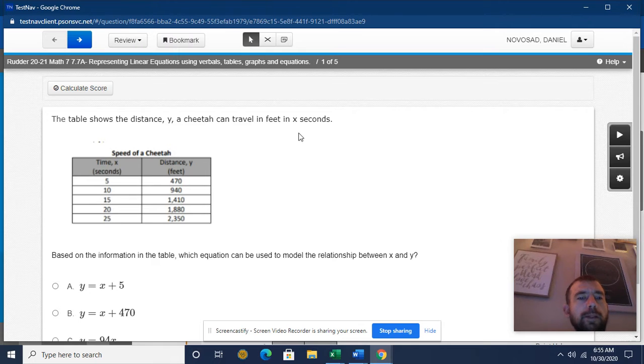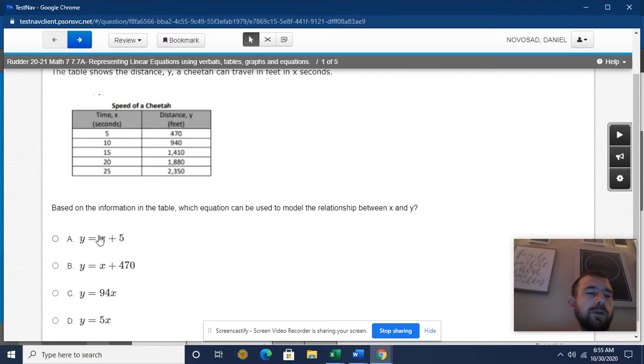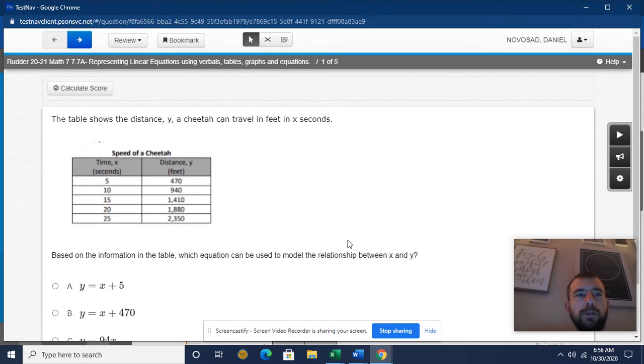All right, so for question one, you're given a table, and I want to know which equation or rule best describes the table. When I have an x value of 5, which one of these is going to give me 470? Remember, we're going to plug in these x values and do the math. Am I plugging in x here and adding 5? Plugging in an x here and adding 470? Plugging in the x here and multiplying by 94? Plugging in an x and multiplying by 5? Which one of these rules makes this table work? That's question one.